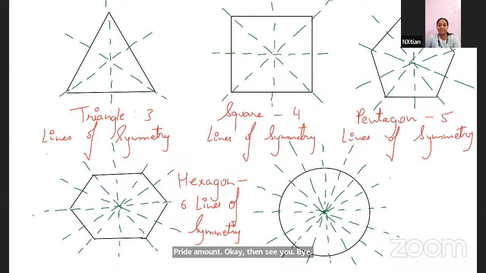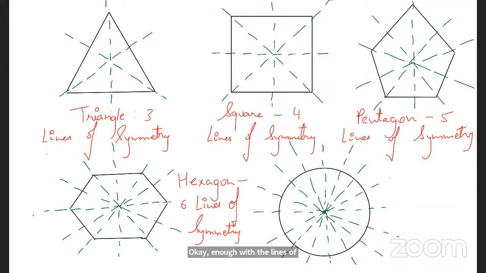Okay, enough with the lines of symmetry competition. And what we will see is, okay, we've seen the example. So that's it with this chapter. We have finished with the chapter. Let me write for the circle.